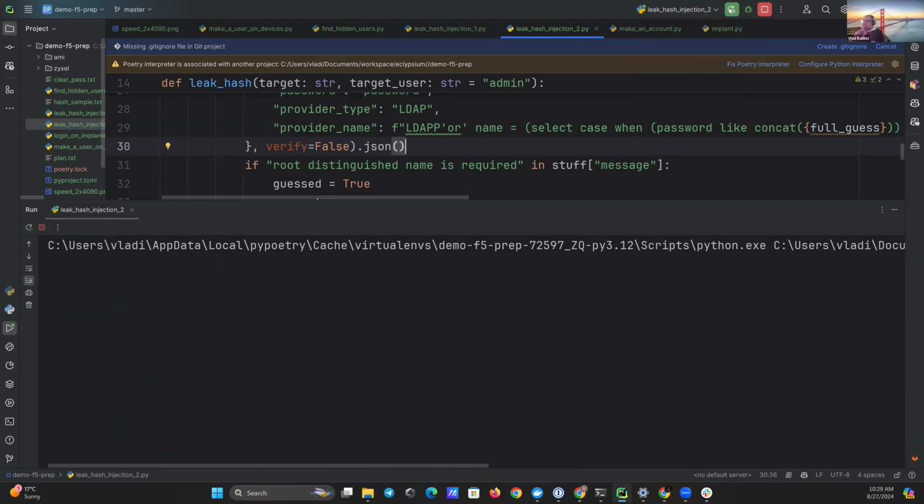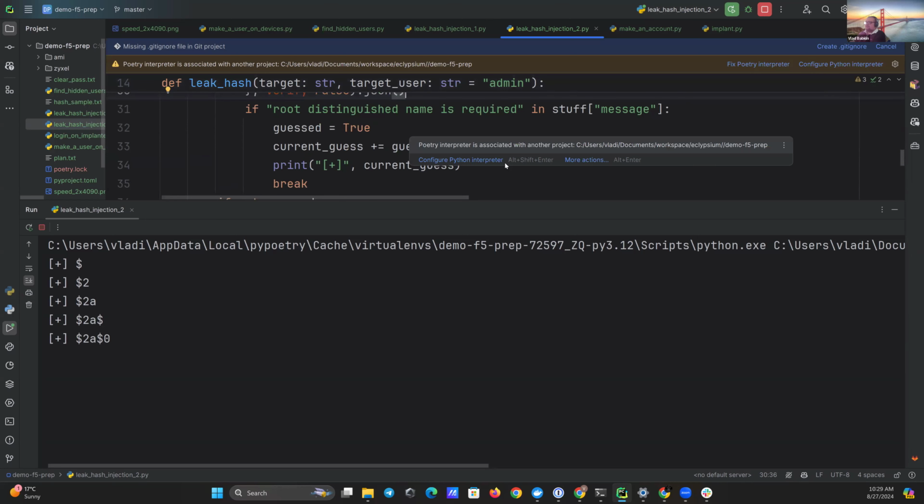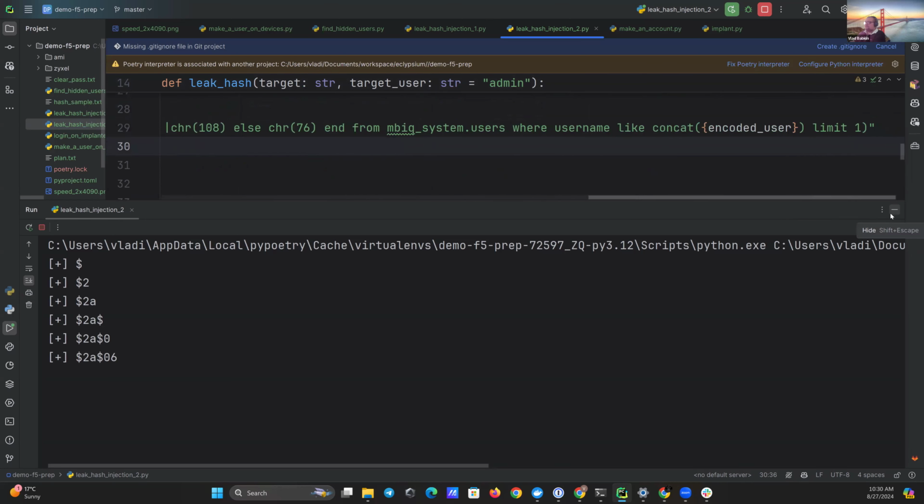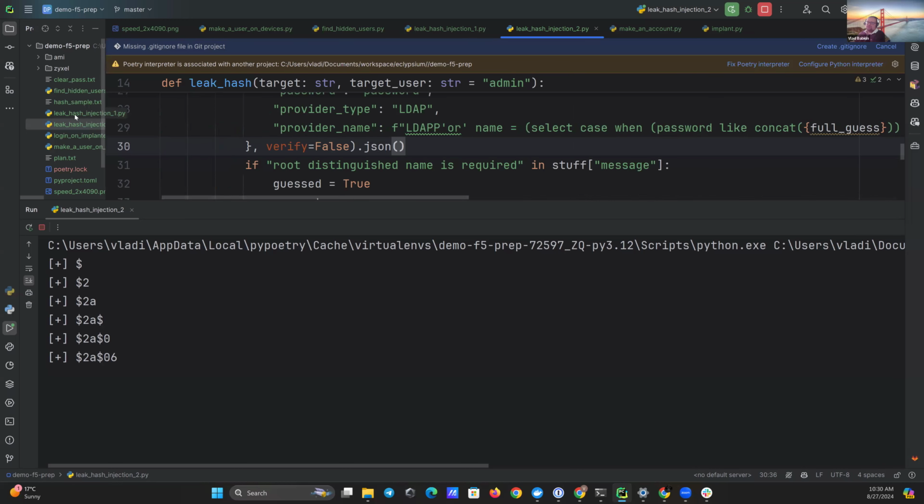And let's see what I can leak. It will start leaking in a moment. So yeah, it's reasonably fast, so we will not be looking at this for the next 10 minutes. Don't worry about that. And what I'm leaking is the admin password hash. So I'm literally just leaking the hash for the admin.